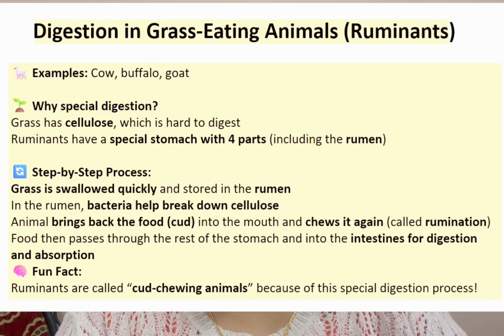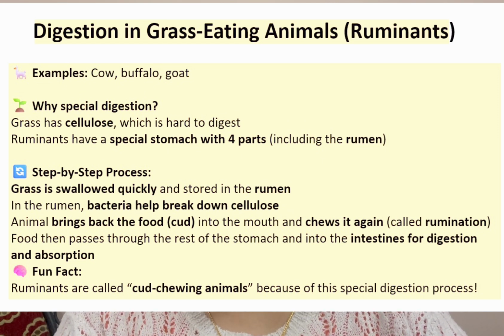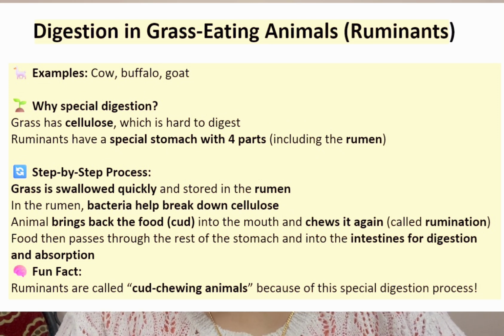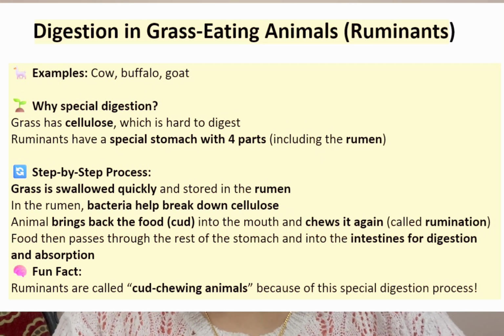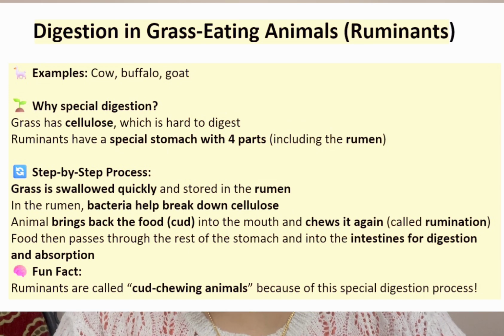Here's how it works. Grass is swallowed and stored in the rumen. In the rumen, bacteria break down the cellulose. The animal then brings the food back into the mouth to chew it again, a process called rumination. The food then moves through the rest of the stomach and into the intestine for digestion and absorption. Ruminants are also called cud-chewing animals because of this process.